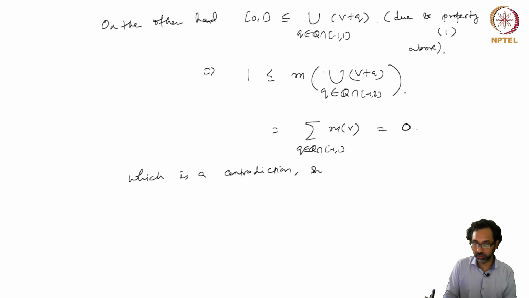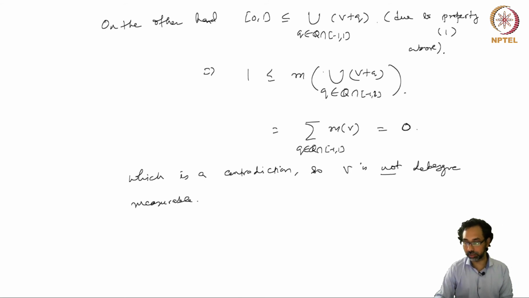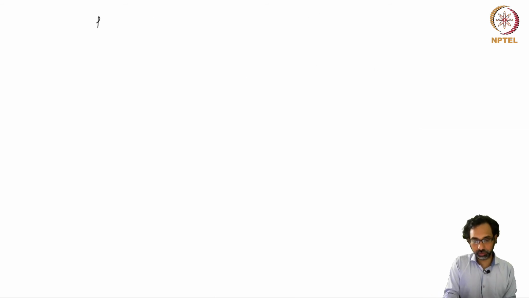So V is not Lebesgue measurable. This is the construction of the Vitali non-Lebesgue measurable set, and now I am going to show that this V fails the finite additivity property. So we will prove the following lemma.